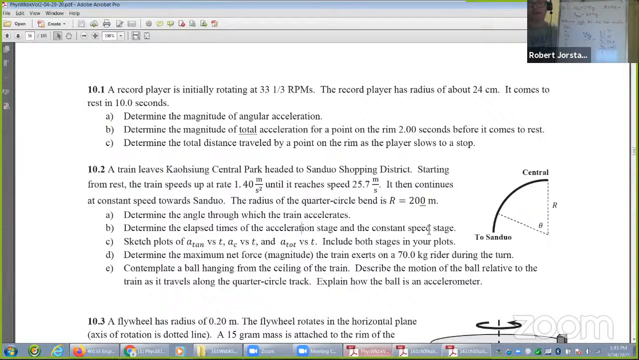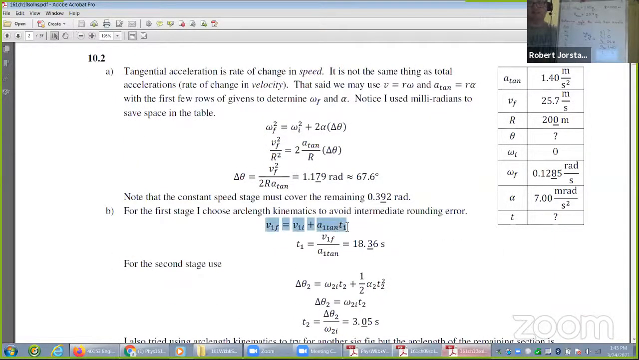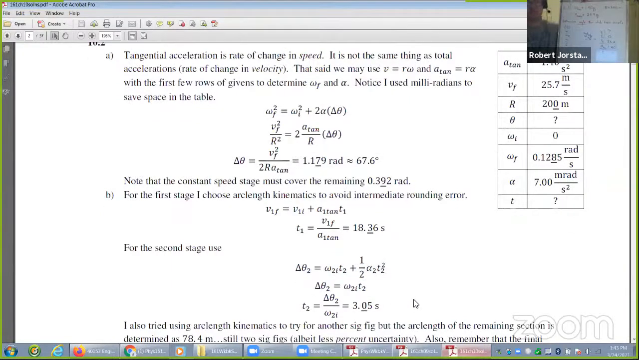Okay, finding the elapsed times. We're going to use another kinematics equation. I'm going to jump to the solution just so you can take a look at it. You could use translational kinematics with the tangential acceleration and get the times for the first one. And then for the second stage, I used angular kinematics. This is a little different than chapter 2 because there are a few tricks where you could multiply and divide by the radius and get different equations that are easier or harder to use.